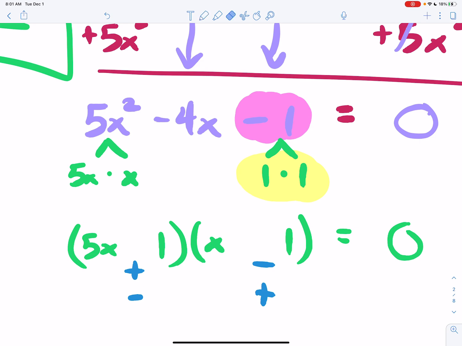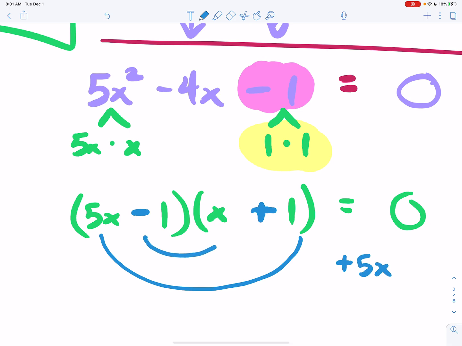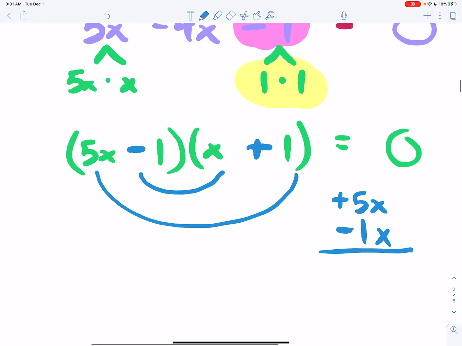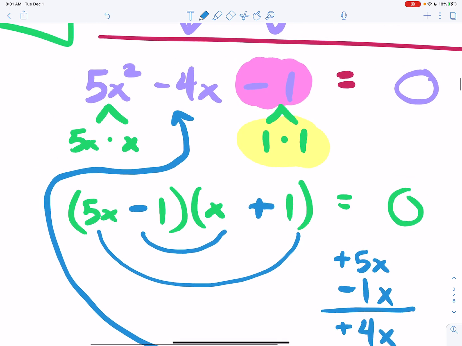So here's what you guys do. If you're unsure, you give it a guess. So let's say we put plus and then minus, right? Your goal is to get a negative 4x. So here we go. We check our outer. 5x times a positive 1 is a positive 5x. Negative 1 times x is a negative 1x. That gives me positive 5 minus 1. Different signs we subtract. We keep the sign of the larger number. Does that match up with what we have here? Almost, except that the signs are off, right?